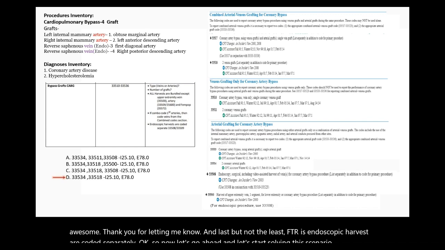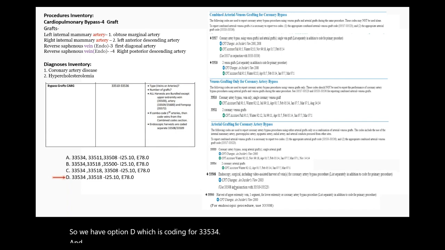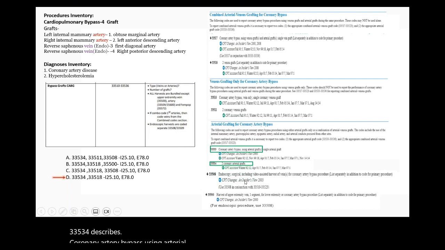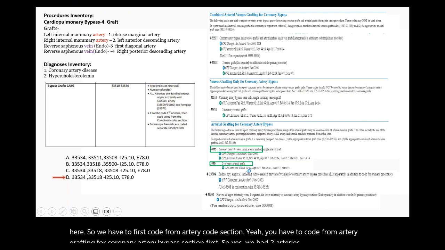So we have option D, which is coding for 33534. 33534 describes coronary artery bypass using arterial graft to coronary artery graft. Okay, so this is a good code selection because it follows our guideline, because we had a combination of arteries and veins here. So we have to first code from the arterial grafting for coronary artery bypass section. So yes, we had 2 arteries. So 33534 is a good code selection.